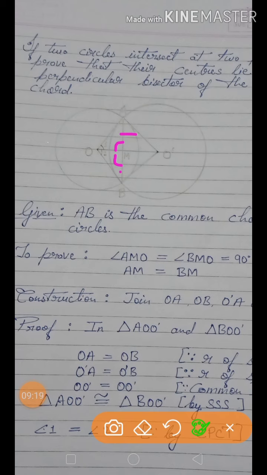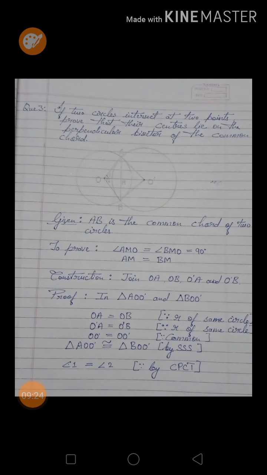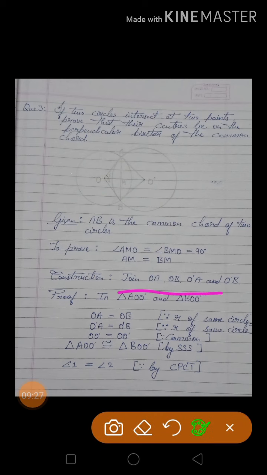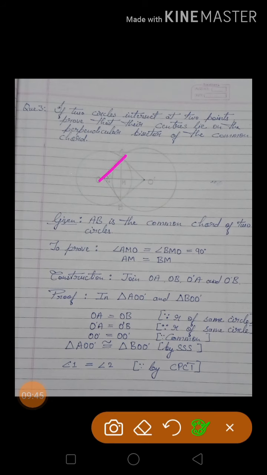So firstly we write the steps of construction. Not the steps of construction, we write only: join OA, OB, O dash A and O dash B, that we have already discussed. Now come to the proof. How to prove? Firstly we are taking triangle AOO dash, means this triangle, and then BOO dash, means this triangle.